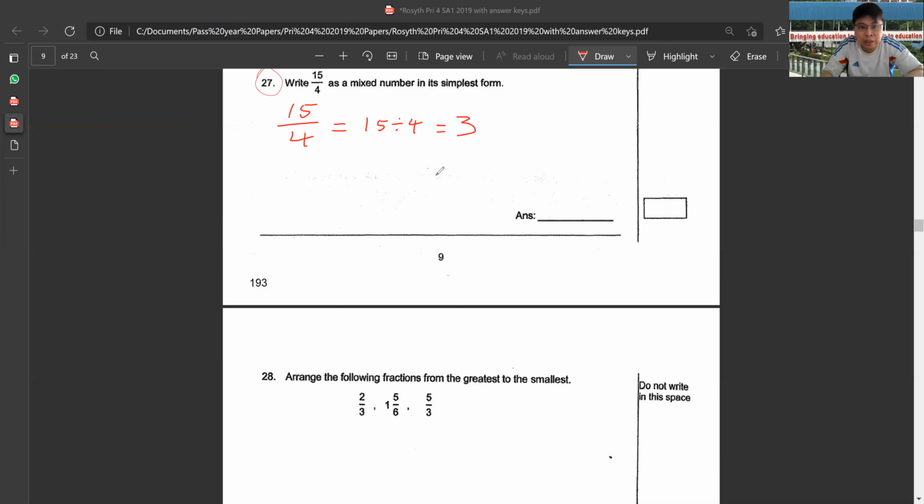Remainder? The remainder is 3. Because you're dividing by 4, right? So over 4. 3 3/4. Understand? Okay. You got to see 15 divided by 4 is 3, remainder 3, right? So 3/4. Okay.